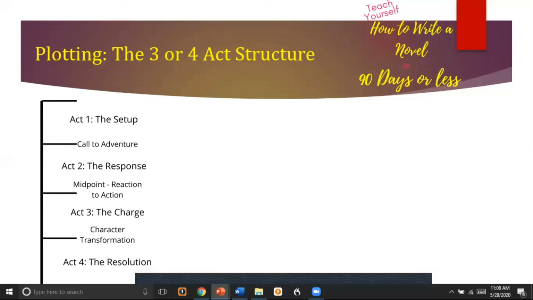So we have Act 1, the setup, and I have the line between Act 1 and Act 2 that says call to adventure. And then Act 2, the response, again, them being acted upon and responding to things, but not moving forward very purposely. And then the beat is called the midpoint that turns from Act 2 to Act 3. Act 3 is the charge, where they're actually moving forward with purpose. And the beat that turns Act 3 over to Act 4 is the character transformation. And then Act 4, the resolution. So if you're a more visual person, you can see them all laid out visually.